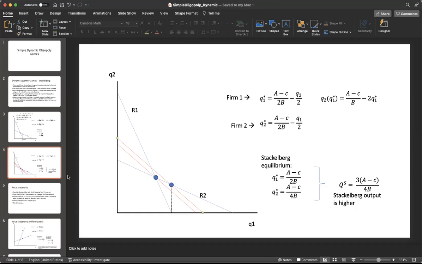Okay. And then maybe you should try to do what are the profits for firm 1 and firm 2 under Stackelberg versus Cournot. And the key question here is, if firm 1 is the Stackelberg leader, does firm 1 benefit from being the Stackelberg leader relative to not being the Stackelberg leader and just having the regular Cournot? Okay. So that's something you should try to do at home after this.